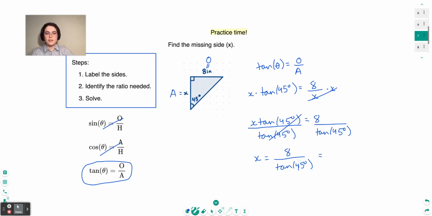And if we plug this into our calculator, we will see that x is equal to 8 inches in this case. So this is our answer, 8 inches, x is equal to 8 inches.